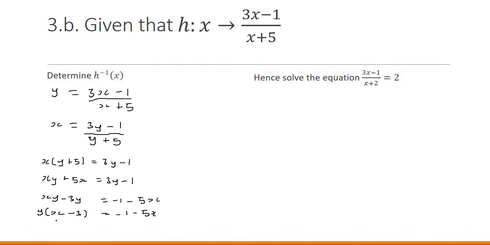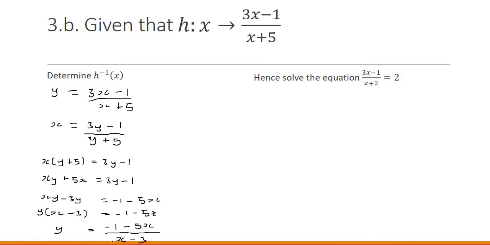Now all I need to do is to divide by the bracket here. So if I divide by x minus 3 and I divide both sides by that, on the left I will have 1, y is going to equal to minus 1 minus 5x, all of that divided by x minus 3.